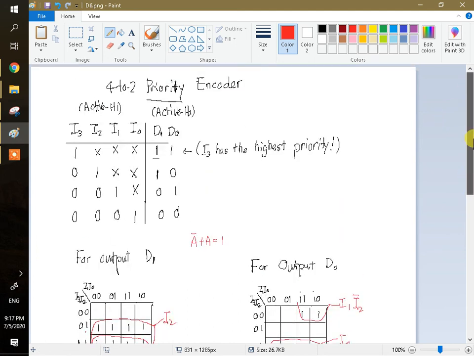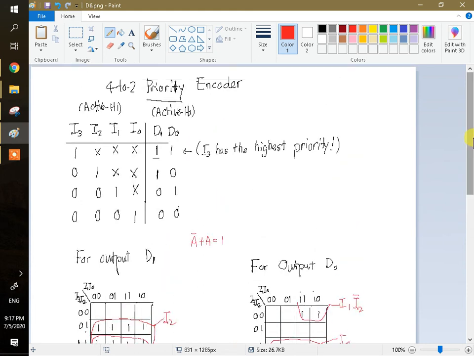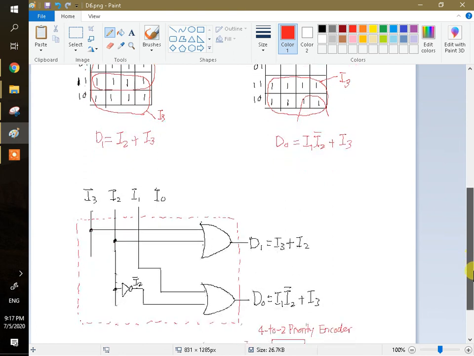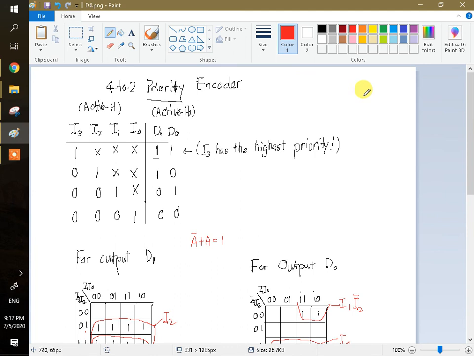You have to practice the whole thing on your own. Get a piece of blank white paper and start with a blank paper. First you need to design the correct truth table for this priority encoder. Then you do the K-map, and then lastly you draw the logic circuit. Then this is a block diagram, the simplified block diagram to represent the whole thing here. Okay, this is a 4 to 2 priority encoder.